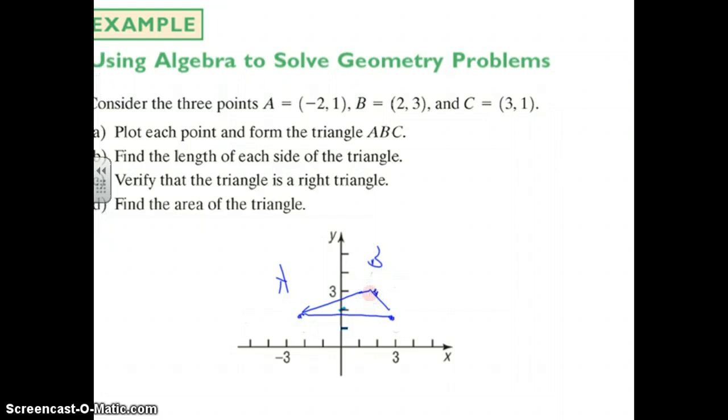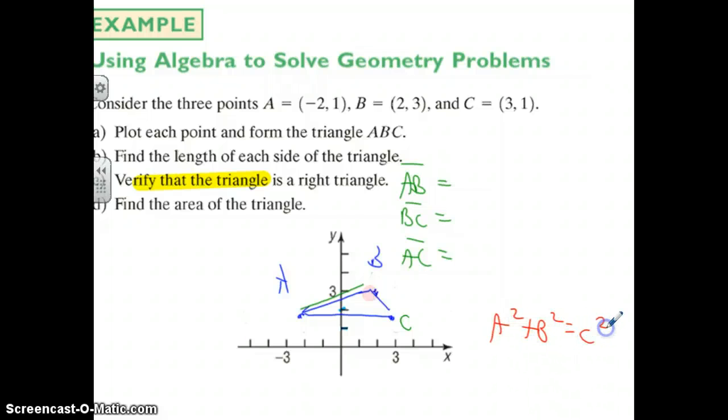But to prove that it is, I would have to find the distance of AB, find the distance of BC, find the distance of AC, and then to verify that something truly is a right angle, I'm going to show you that a squared plus b squared really does equal c squared. Because if this works, then I know this is forcing this to be a right angle in here, because the Pythagorean theorem only works for right triangles. And then after that, we'll go ahead and find the area.